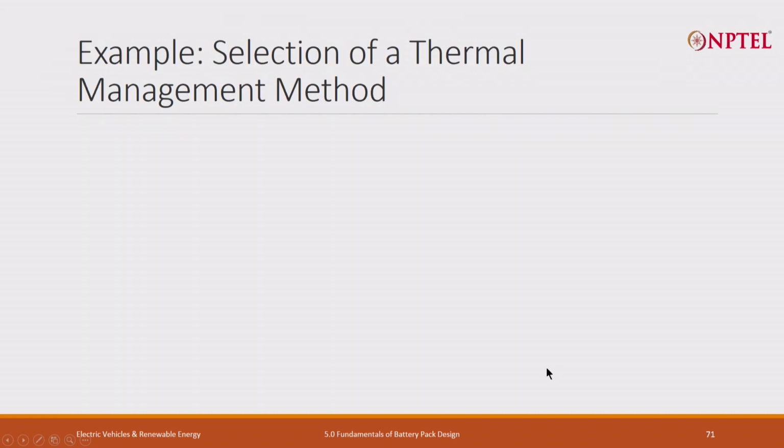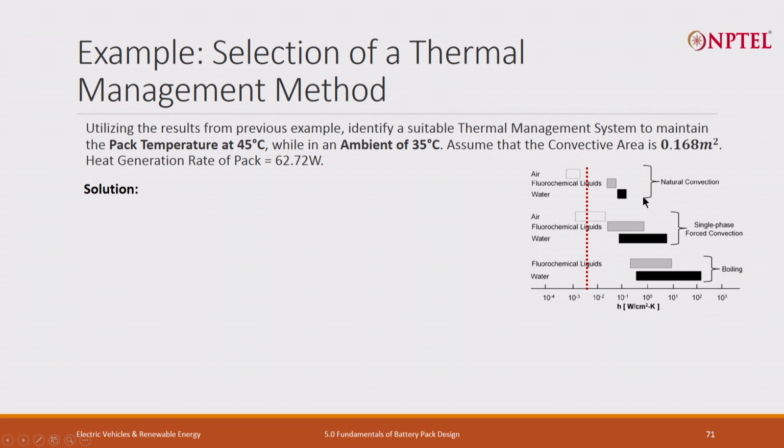So let us do a problem on that example, selection of a thermal management method. The same curve is here. Utilizing the result from the previous example, which was 2P16S, 100% SOC to 20% SOC at 1C discharge. Now our heat generation was 62.72 watt there.